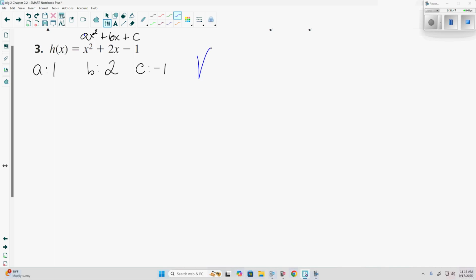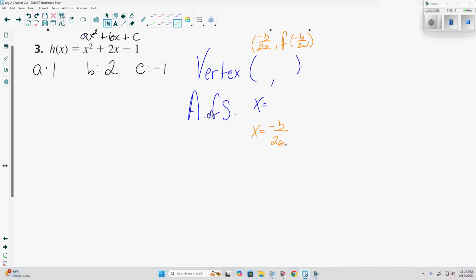So we need to find the vertex and the axis of symmetry. Our vertex is our negative b over 2a comma f of negative b over 2a. And our axis of symmetry is x equals negative b over 2a. So the first thing we really need to find the value of is negative b over 2a.